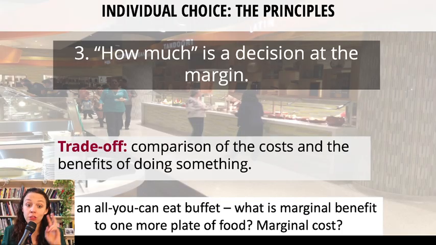All right. Our third principle is the idea that we make our decisions at the margins, and that when we make those decisions, we're going to weigh our trade-offs. Trade-offs are just comparing the benefits and costs. When we were discussing opportunity costs, we thought about what those costs are, and we're going to compare them to what we get out of it.